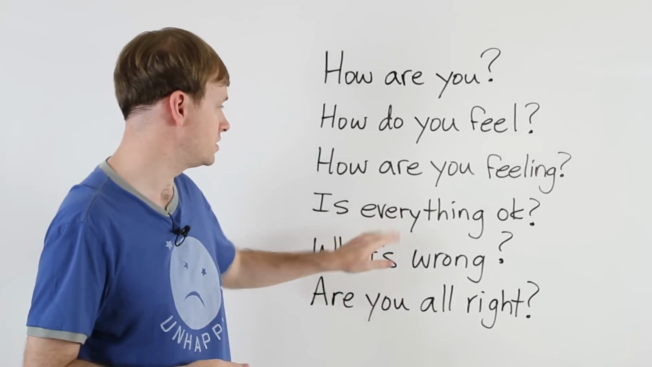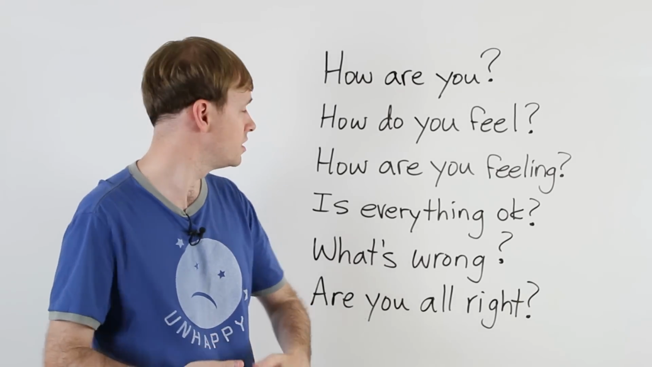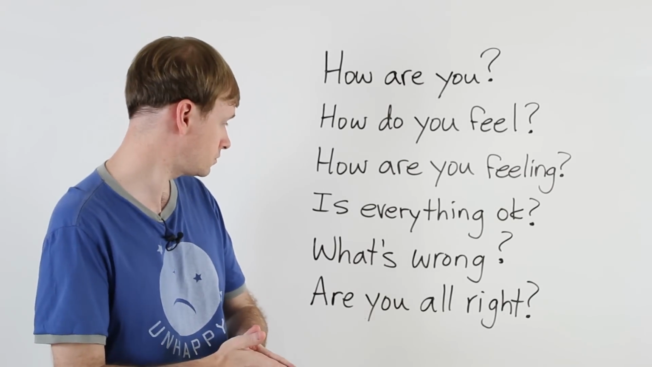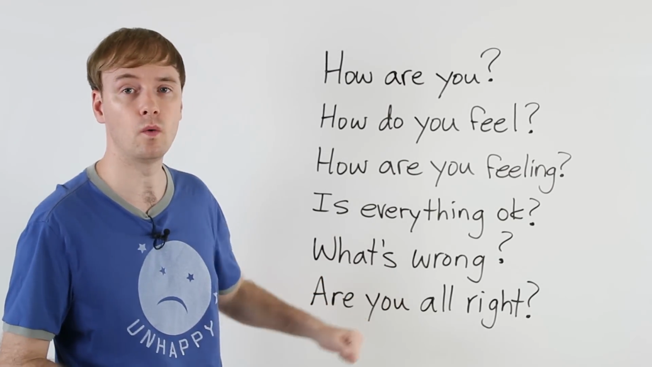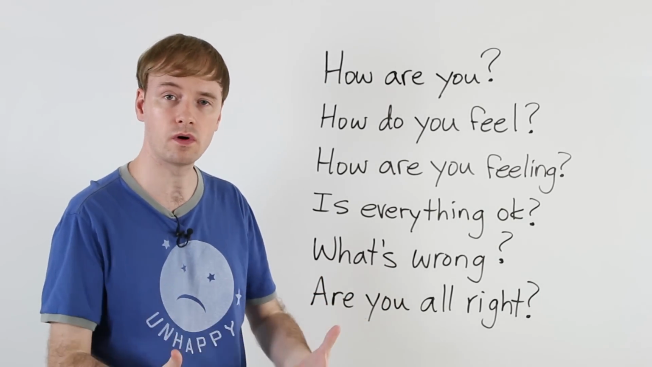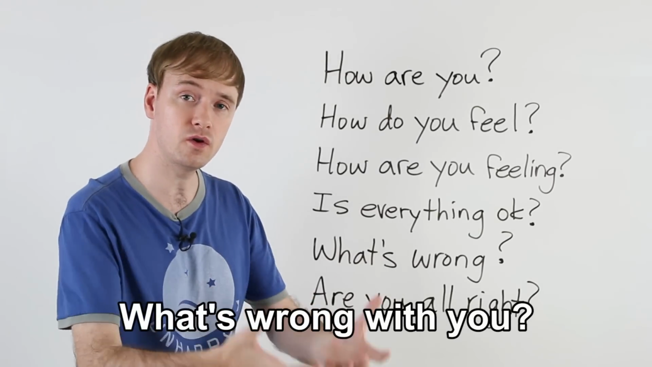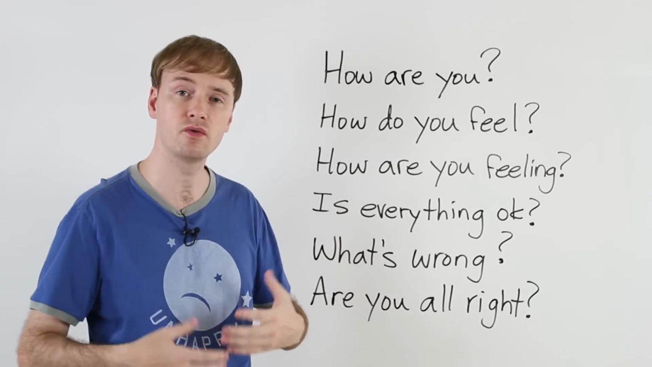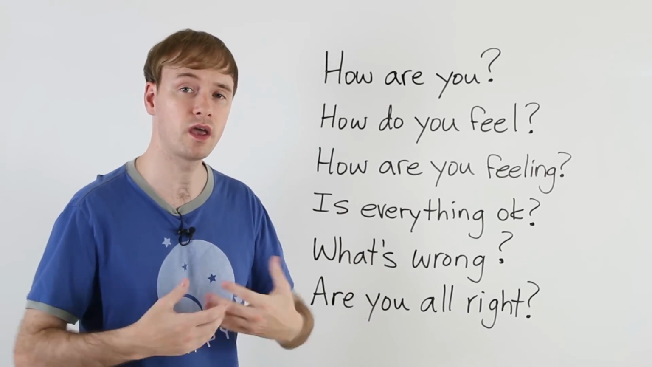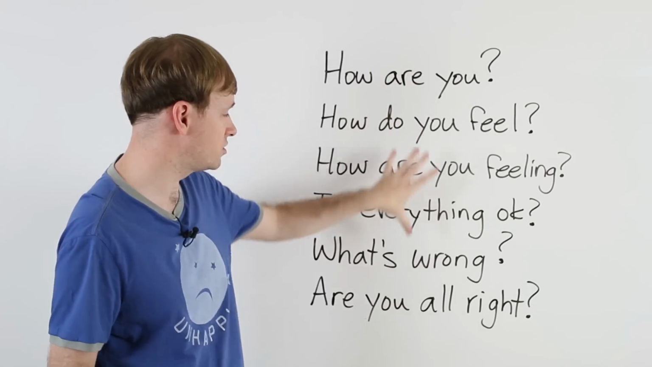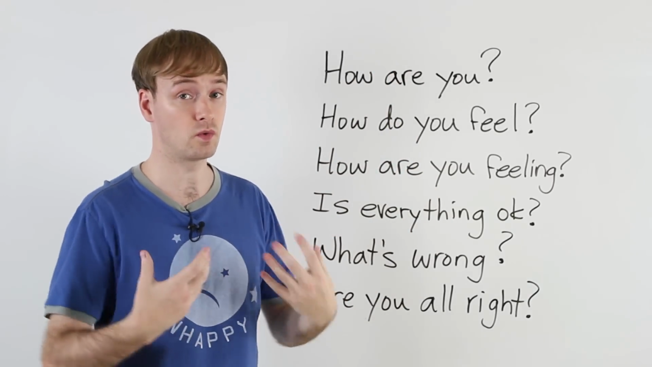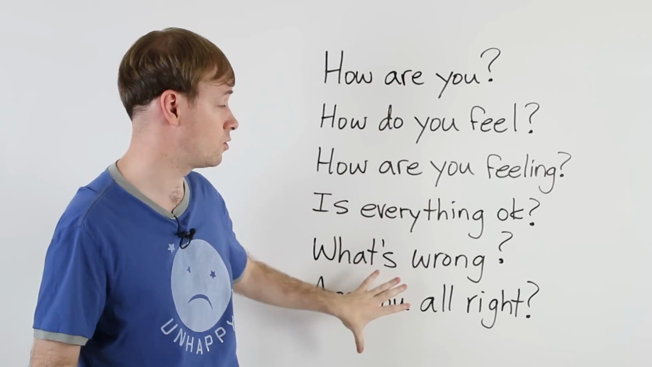Is everything okay? This is a good one. This is one I usually use. Very simple. What's wrong? What's wrong with you? Are you all right? Are you okay? These are the questions you want to ask your friend if they look very upset. You're worried about them, so you ask these questions.